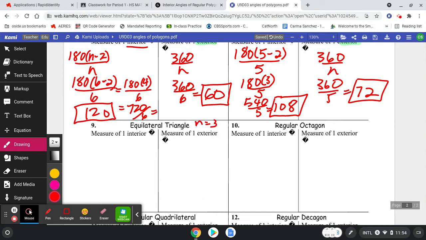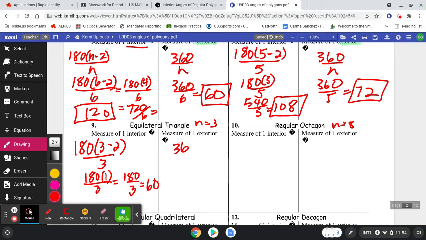Okay, next one, measure of an equilateral triangle. So it's 3-sided, and an octagon, 8-sided. So we go 180 times (3 minus 2), or 180 times 1, which is just 180, divided by 3, which is just 60. And then 360 for my exterior divided by n is just 120. Do you see how 60, the interior angle, plus 120, the exterior angle, those are supplementary, they equal 180.